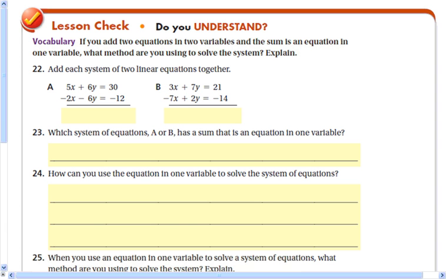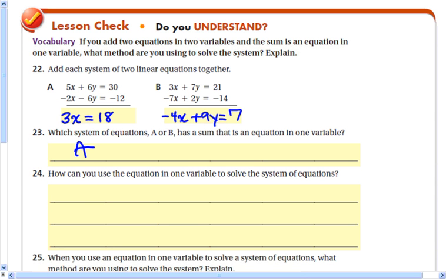So here's a lesson check. Add each system of two linear equations together. The first one we get 3x equals 18. Second one we get negative 4x plus 9y equals 7. Which system of equations, A or B, has a sum that is an equation in one variable? That would be A.